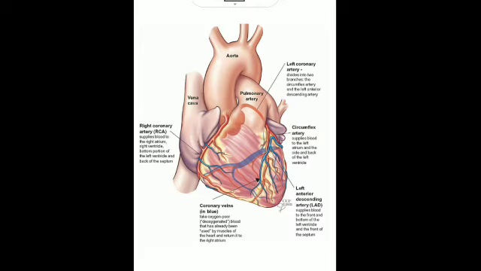Then the cardiac veins carry blood from the wall of the heart to the right atrium. So these are the various blood supplies of the body, the coronary veins or the cardiac veins, which carry blood from the wall of the heart to the right atrium. These blue-colored vessels that you can see are the coronary or cardiac veins.